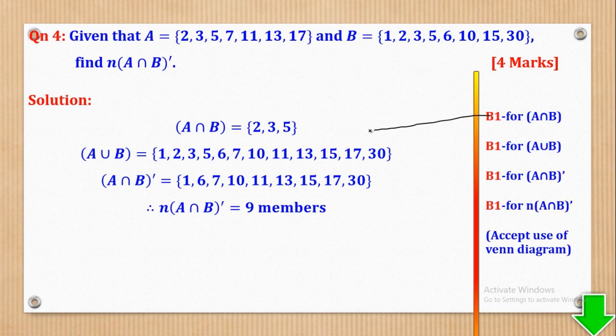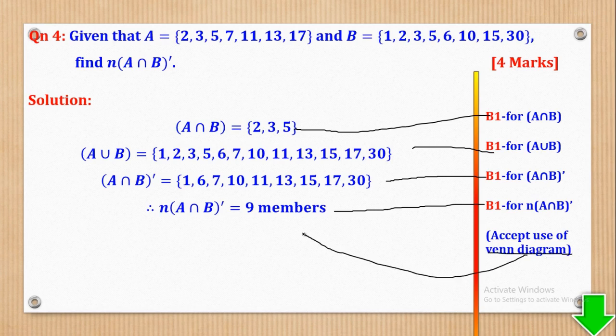So B1 will be for listing members in A intersection B, B1 for listing members in A union B, B1 for listing members in A intersection B complement, and another B1 for the number of members of A intersection B complement. So in this case, even if you use the Venn diagram to approach this solution, it will still be correct.